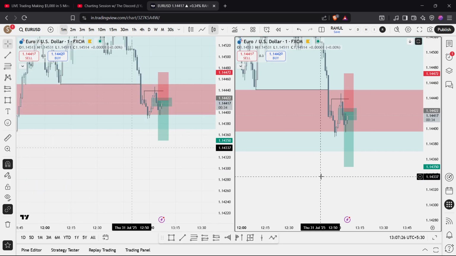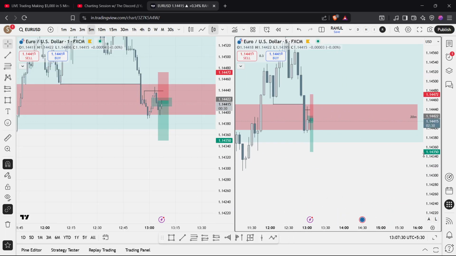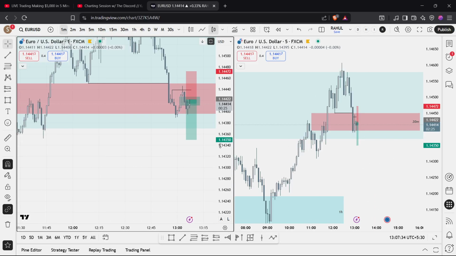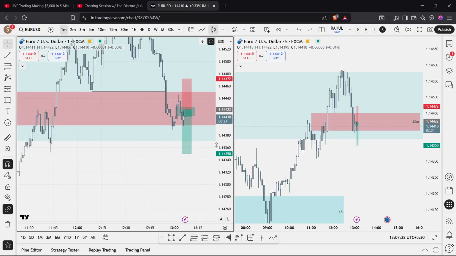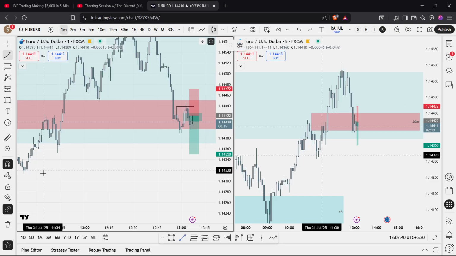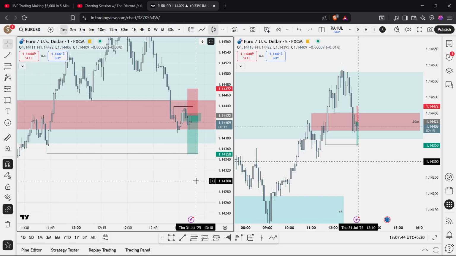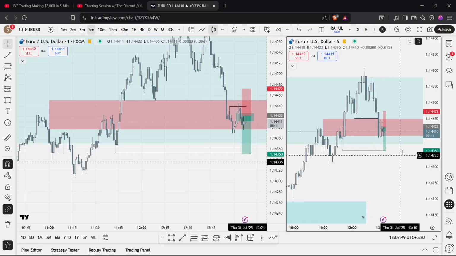Let's do this one in the 5 minutes. So overall, I'll do a quick run through after this trade ends. Currently this low, so this low most probably, my stop loss will be at break even.